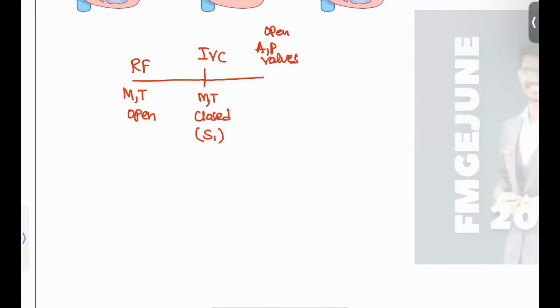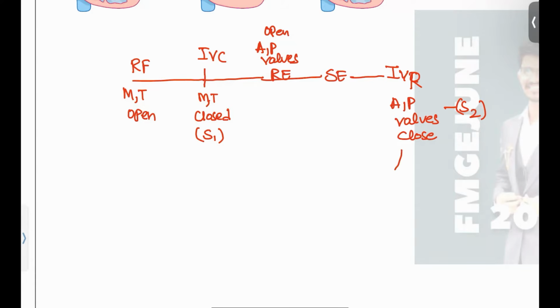And here your rapid ejection will be happening. It's continued by your slow ejection, and then it will reach the isovolumetric relaxation. In the isovolumetric relaxation, both the aortic and the pulmonic valves will be closed. Okay, this will be leading to which sound? That is your S2, the second heart sound, at the isovolumetric relaxation. And again, this cycle will be continued: rapid filling with the mitral and tricuspid open, then isovolumetric contraction, rapid ejection and slow ejection. So this is the entire cardiac cycle with the S1 and S2 sounds forming.